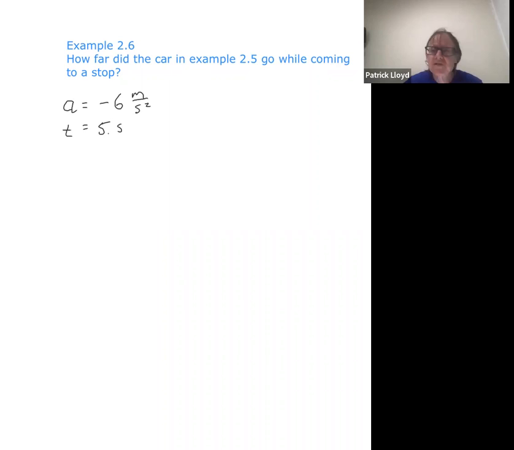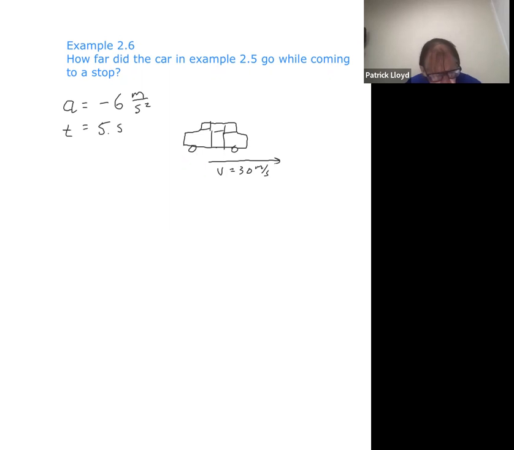Okay, let's take a look at example 2.6. What it says here is: how far did the car in example 2.5 go while coming to a stop? So if you remember from example 2.5, we had a car that initially was moving at 30 meters per second. So its velocity was 30 meters per second in a particular direction.